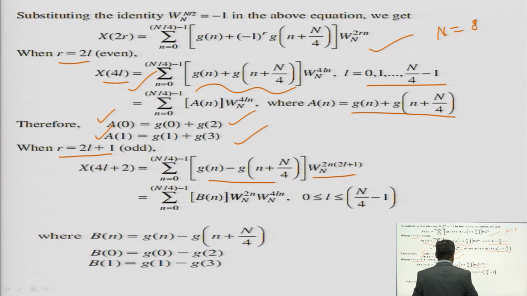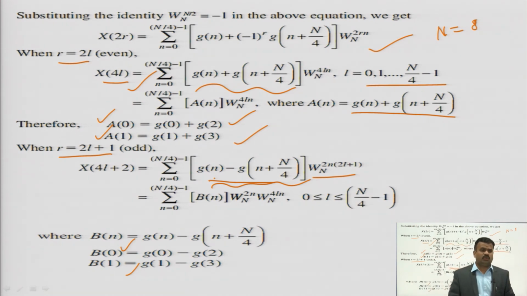Okay. And you have to decompose your twiddle factors, and you are assuming here this is like a b n. So, b of n is equal to g n minus g n plus n by 4. Again you have to put b 0 and b 1 in terms of g 0 and g n sequence. Okay. So, b 0 is equal to g 0 minus g 2 and b 1 is equal to g 1 minus g 3. So, similarly you are calculating here for second decomposition here for DIF FFT algorithm.